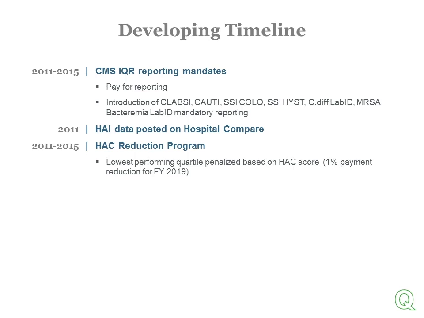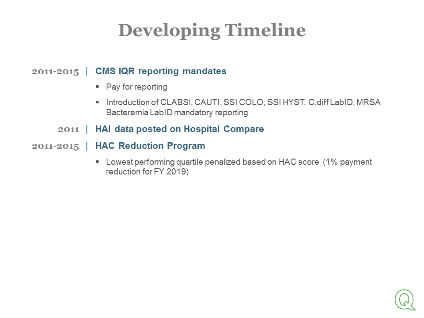In 2015, the CMS HAC reduction program began penalizing the worst performing quartile of hospitals. Those with a total HAC score greater than the 75th percentile are subject to a 1% payment reduction.